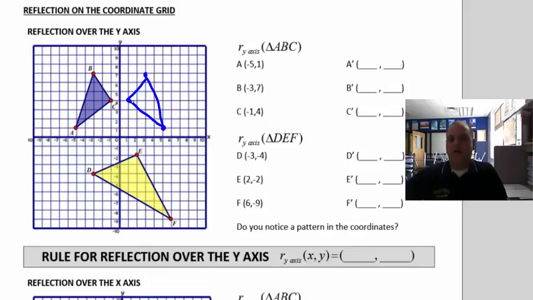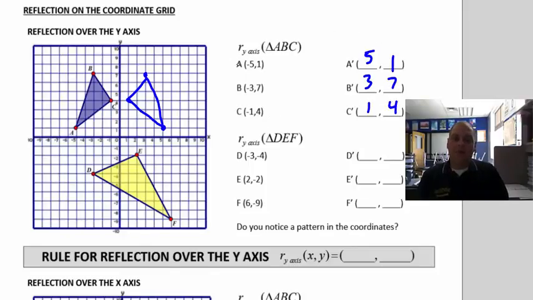All right, and hopefully you can connect better than I did. But see the reflection, see how it flipped over the y-axis? Very, very easy. Now, what happened? Well, A was (-5, 1), and now it's (5, 1). And B was (-3, 7), and now it's (3, 7). And C was (-1, 4), and now it's (1, 4).